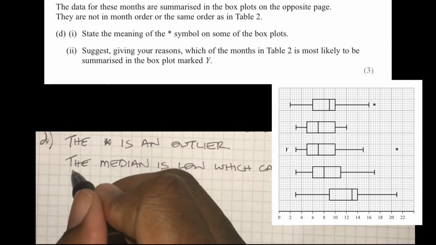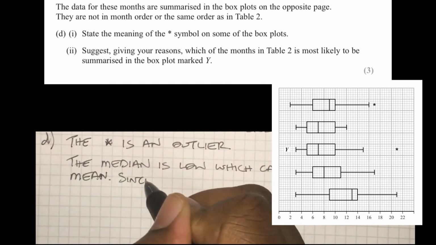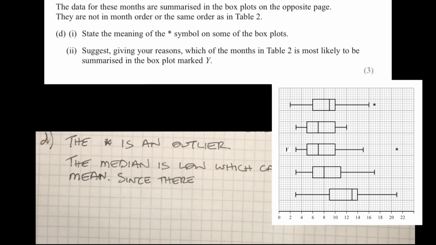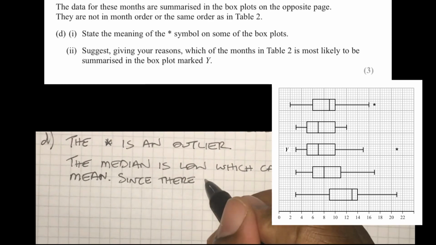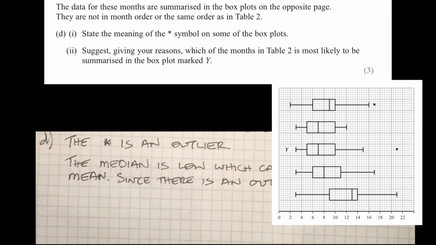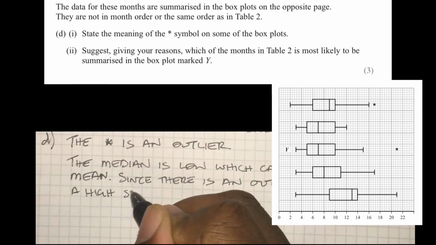Okay, secondly, we're asked to suggest with reasons which month is likely to be Y. Looking at Y, which is the middle one, I notice that the median is quite low. It's one of the lowest. And we've got an outlier. So that lets me think 2 things. Firstly, if it's got a low median, it's likely to have a low mean. And secondly, if it's got an outlier, it's going to have quite a high standard deviation.